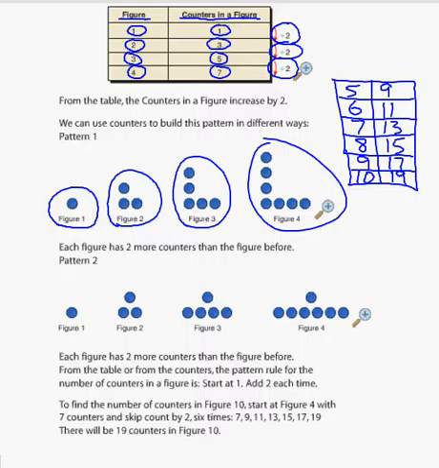So all we've done is extended the chart and kept skip counting by 2 each time. And that's how you can figure out, even though you don't have the diagram in front of you, you can still figure out what there would be for counters.